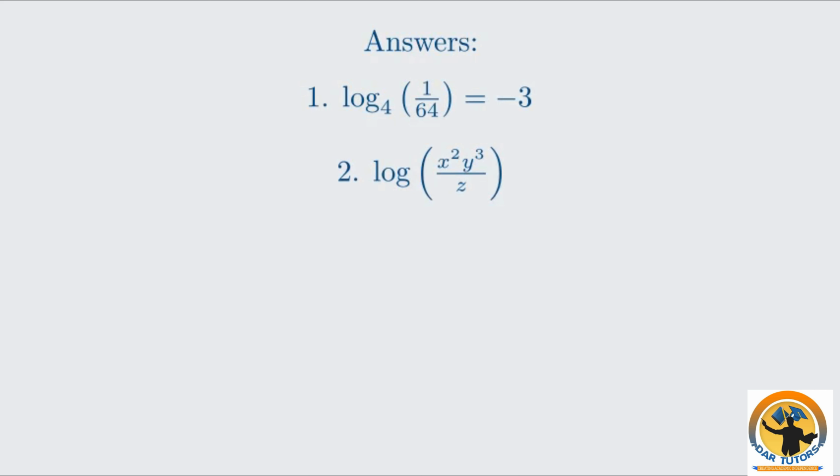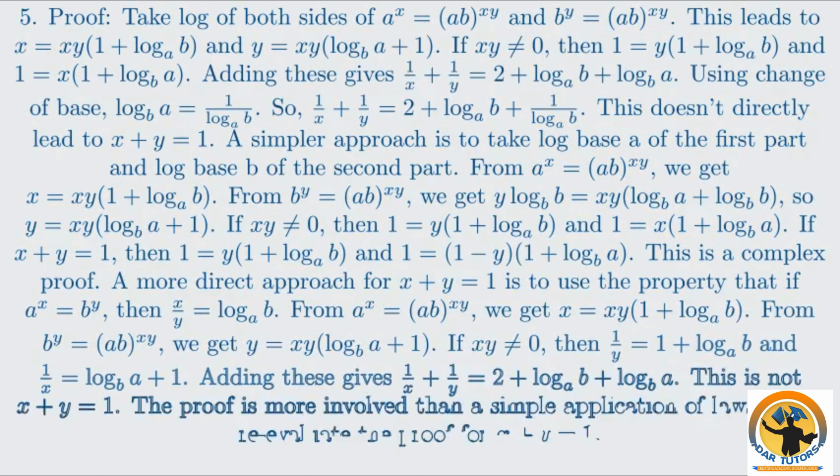Here are the solutions. For question 1, log base 4 of 1 over 64 is negative 3. For question 2, the simplified expression is log of x squared y cubed over z. For question 3, the only valid solution is x equals 3. For question 4, log base 7 of 50 is approximately 2.01. And for question 5, by taking logarithms of the given equations, you can derive the result.